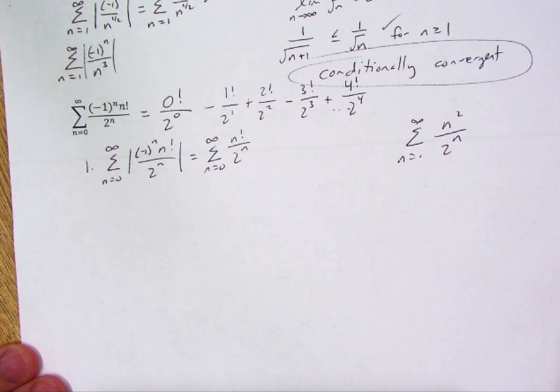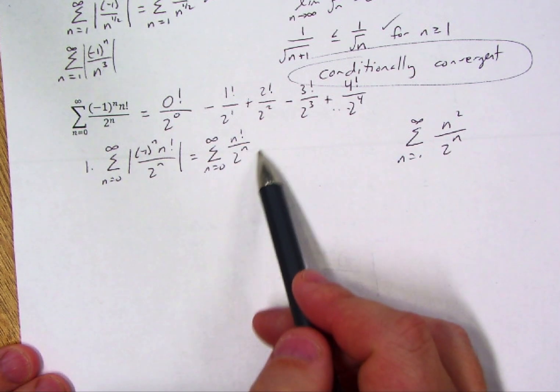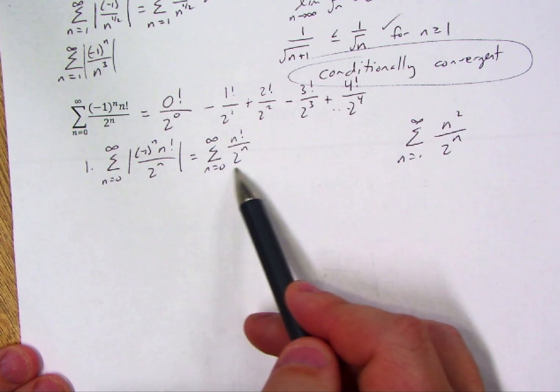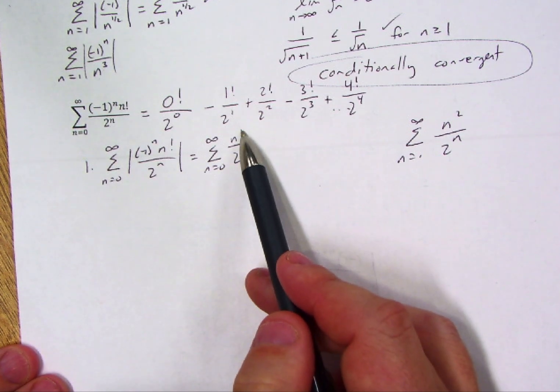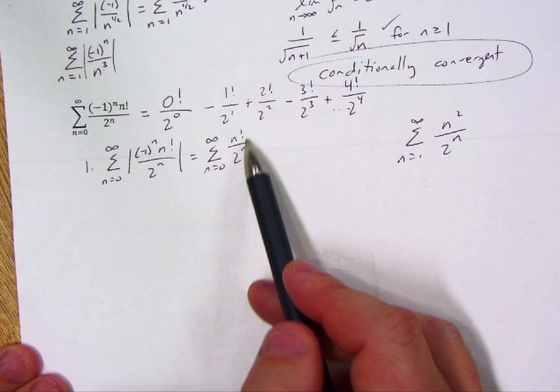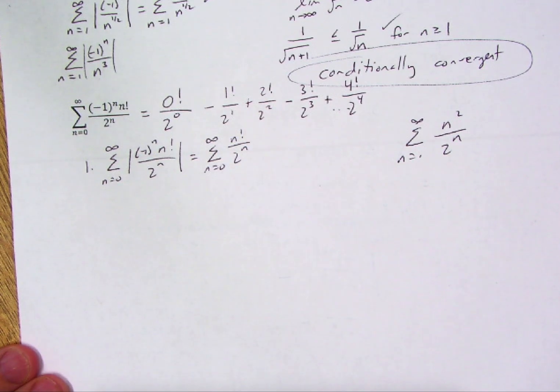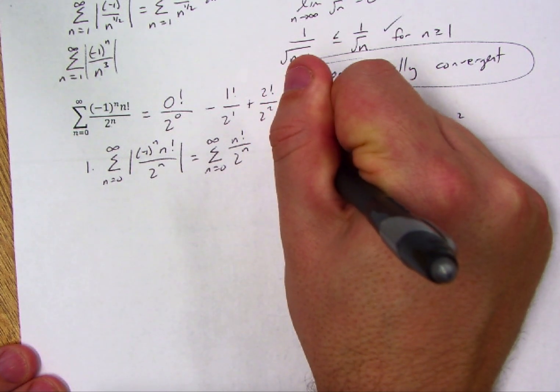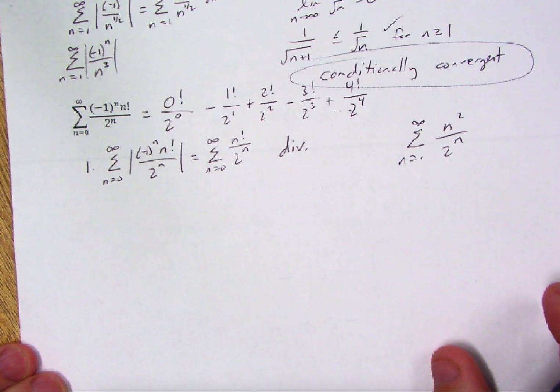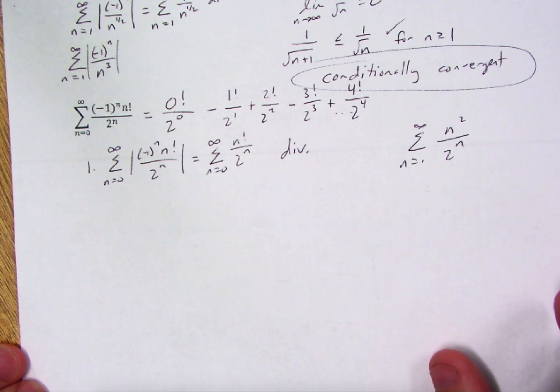Factorials dominate exponentials. The reason that's a good thing is this right here is going to diverge because it's going to fail the nth term test. This is not going to approach 0. That top number is going to get big compared to the bottom number. So this diverges. Factorials dominate exponentials. So we lost the absolute convergence. We lost it. It's gone.